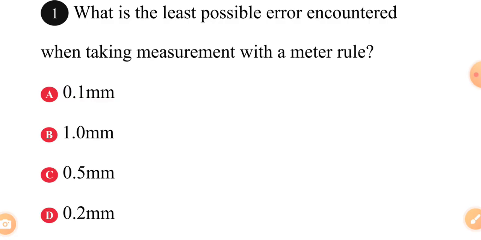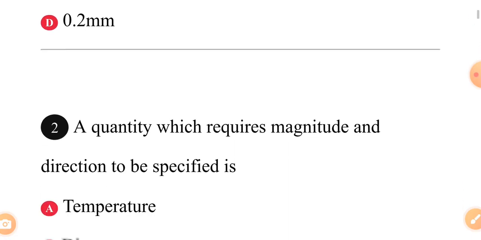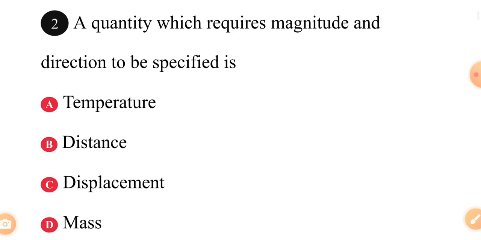The answer is simple. The answer is C, 0.5 millimeter. The least possible error to be encountered when taking measurement with a meter rule is C, 0.5 millimeter. Now let's look at this.